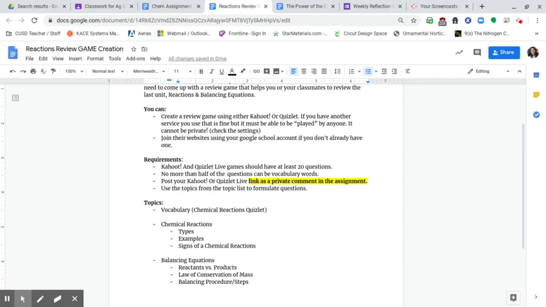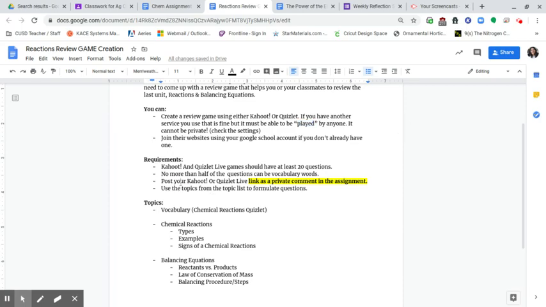The vocabulary that goes with this unit is the chemical reactions Quizlet, which I have written here for you so you don't get lost trying to figure out which one you're supposed to use, because you can use vocabulary as part of the assignment. So remember, it is going to require you to use either Kahoot or Quizlet or some other similar review game. The only real thing that you need to pay attention to is it needs to be able to be played by anyone, which means it can't be private. It has to be able to be shared in public for me to look at and grade.